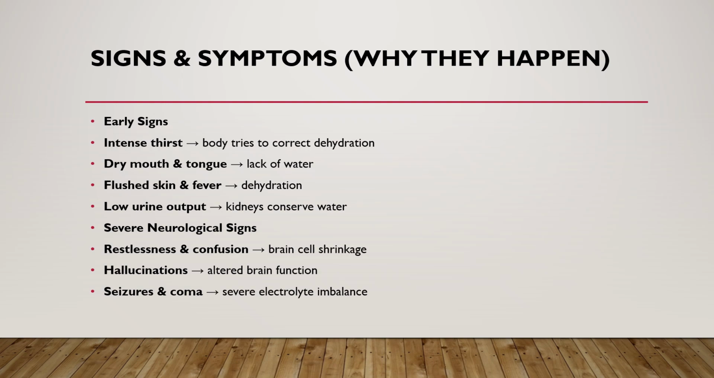This is when it has gone critical. We have restlessness and confusion due to brain cell shrinkage, since there is an increased amount of solute in blood, meaning fluid is forced to move from the intracellular to the intravascular compartment. We have hallucination due to altered brain function, seizures, and possibly coma due to severe electrolyte imbalances.